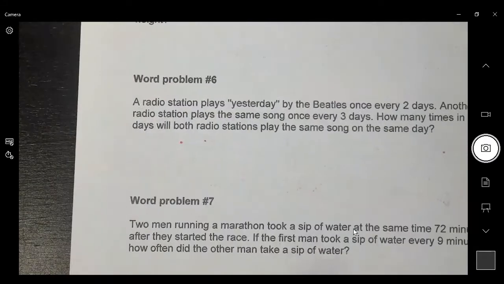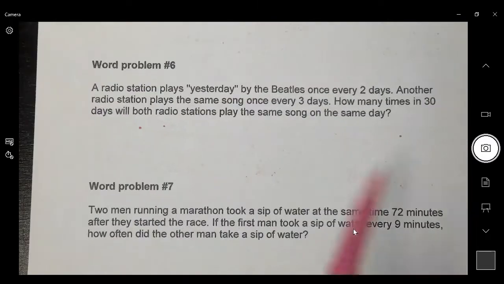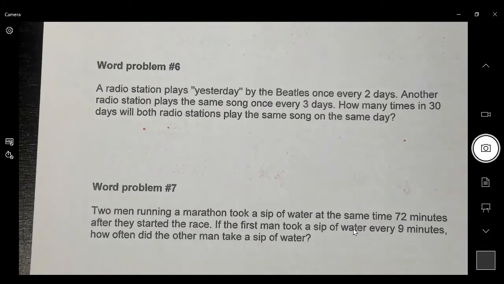On the back are the same types of problems. So I want you to work through those same problems on the back and see what you get.